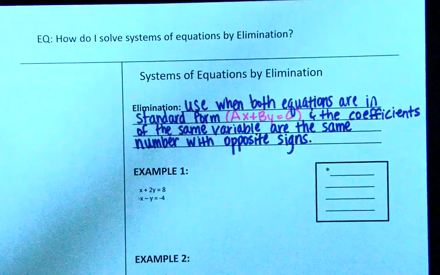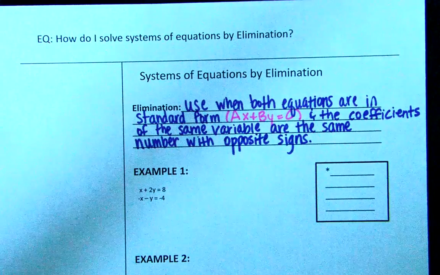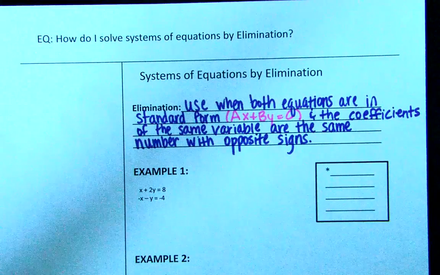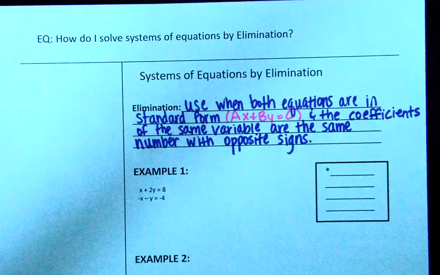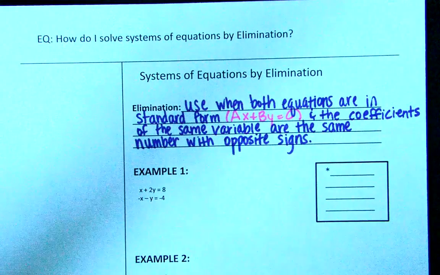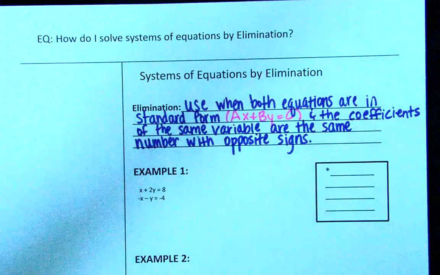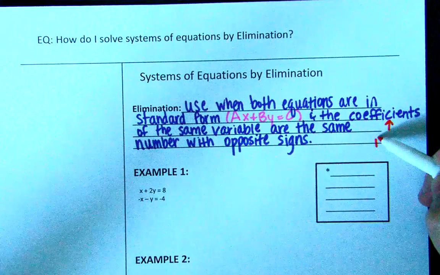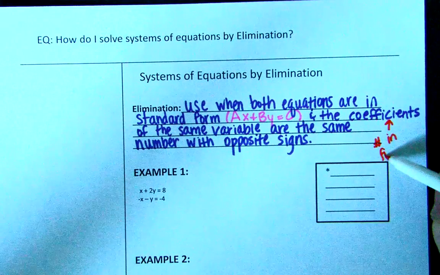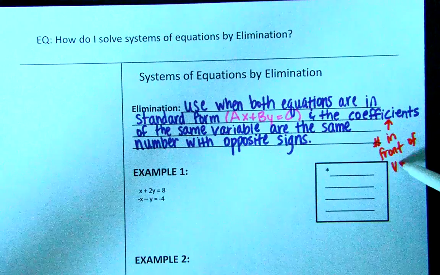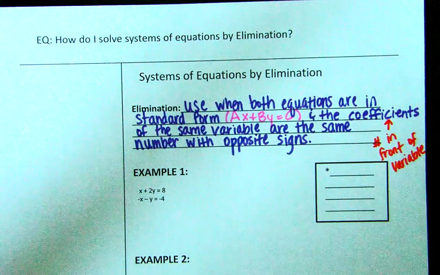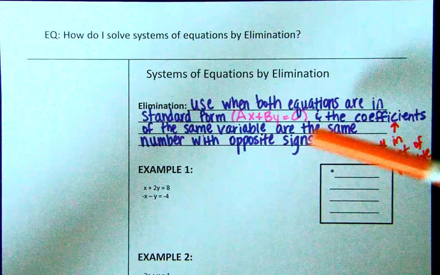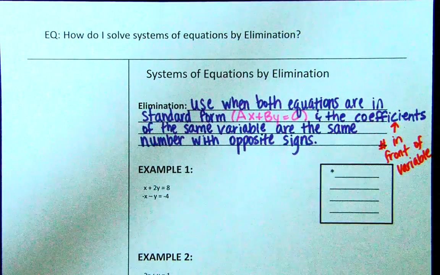Okay, so we use elimination when both equations are in standard form. Remember, that's ax plus by equals c. And the coefficients of the same variable are the same number with opposite signs. Remember, coefficient means the number in front of the variable. So that number in front of the variable must be the same with opposite signs to use elimination.